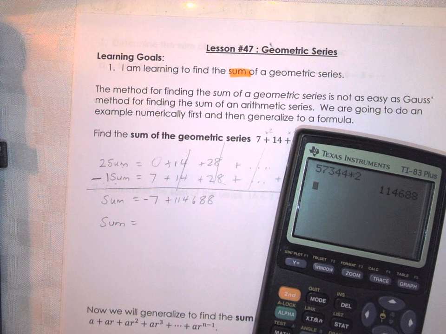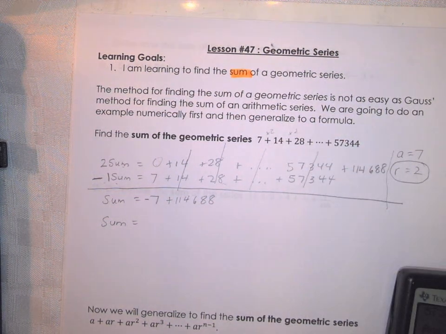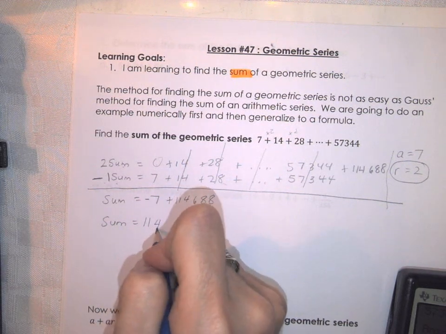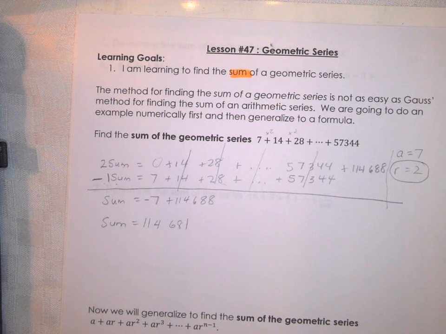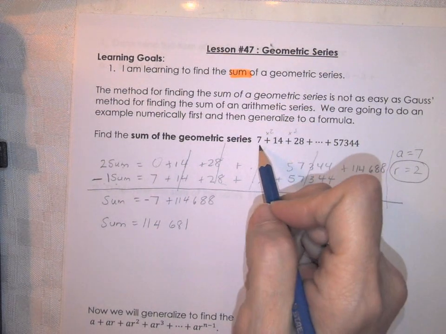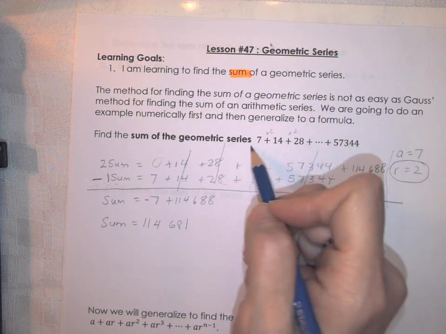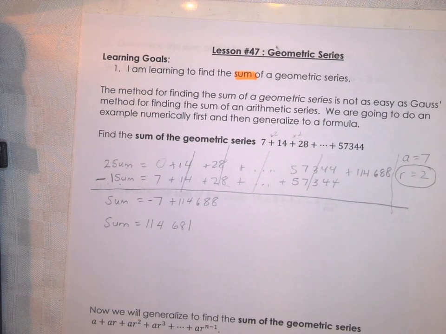And there was our 114,688, so I'm just going to subtract 7, and that is the sum of all the terms in that geometric series. So that's if we add 7 and 14 and 28 and 56 and all of the terms together. Okay, so the sum gets bigger and bigger as we keep adding the terms together.